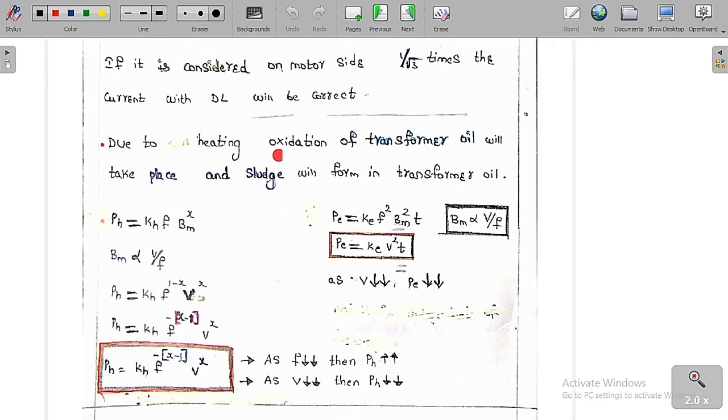Due to heating, oxidation of transformer oil will take place and sludge will form in the transformer oil.